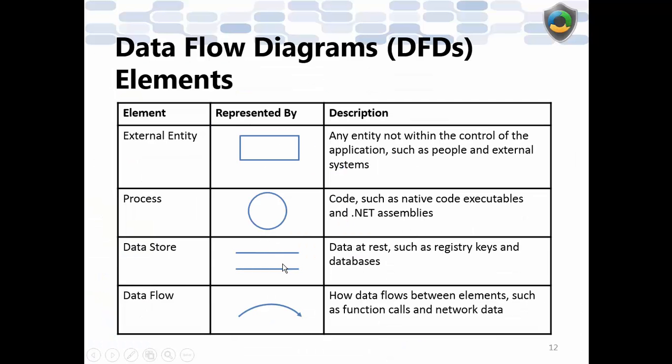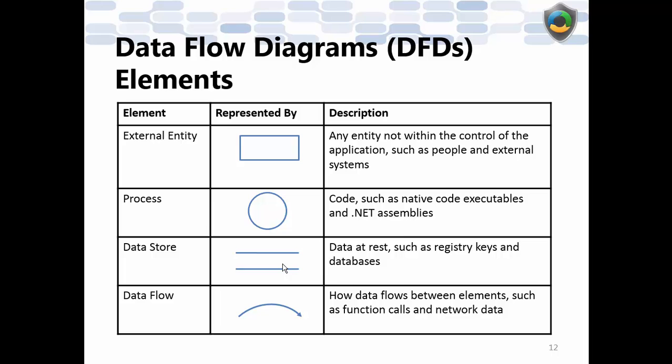So here are your major symbols that you have in a data flow diagram. The first is an external entity. This is drawn as a rectangular box, and it represents aspects not within the control of the application. For example, it could represent users, websites used by the application, or other systems. The next element you see there is the process element, and that represents an application or code within an application.